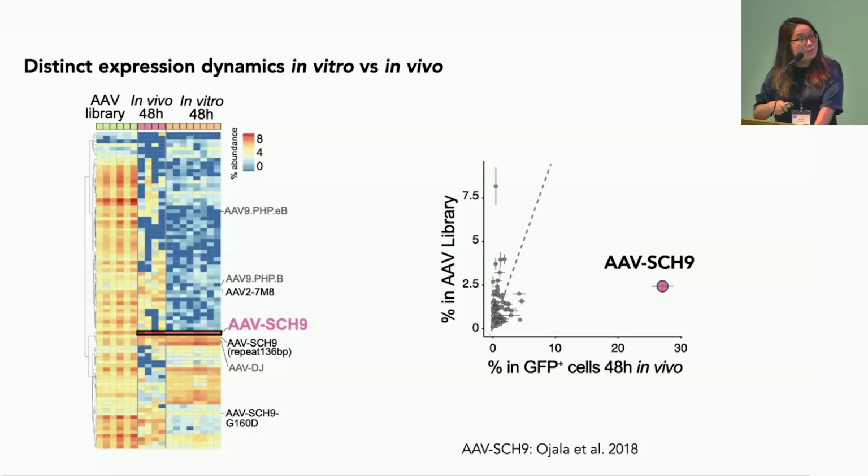As you can see now, our top hit, called AAV-SH9, is enriched in both in vivo and in vitro. And on the right is just a different way for you to see that although this vector was about 2.5% in the original pool, after 2 days it really dominated the in vivo pool from the GFP positive cells, comprising more than 25%. This AAV-SH9 was first engineered in David Schaffer's lab and published a couple years ago. It really stood out as our top hit.